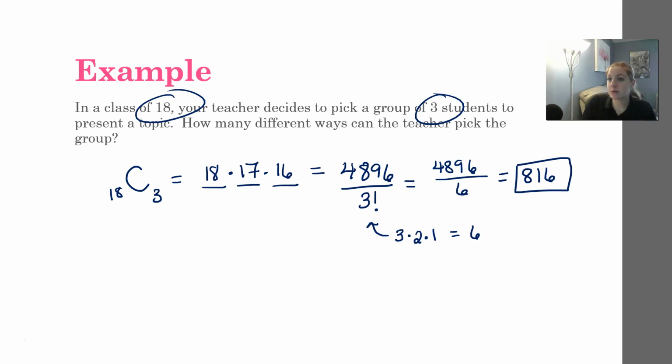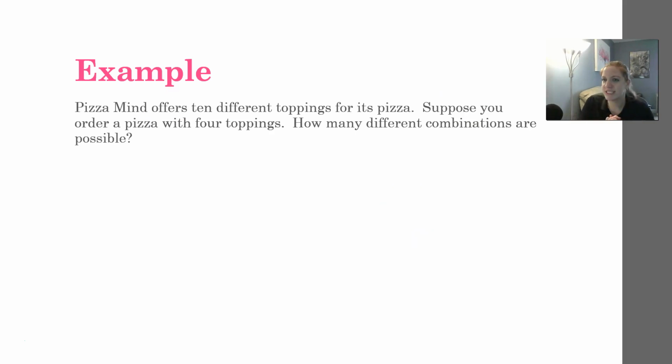So there's no excuse why we can't have different groups all the time, right? So plenty of different options. Let's do one more example just for good measure, right? Doesn't hurt to do plenty of examples.